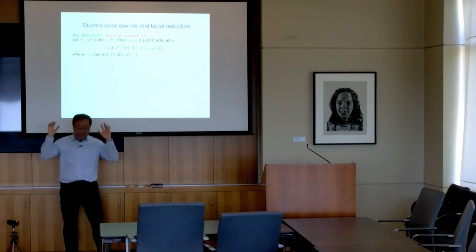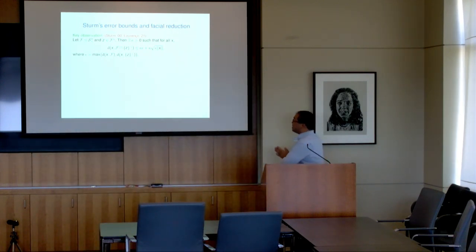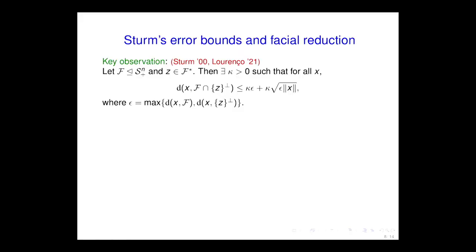Okay, that's the picture that we have in mind in the previous slide. Now, another key ingredient is this so-called key observation. Okay. Now, I'm not sure whether this thing was explicitly stated in Sturm's paper. I never understood Sturm's paper. It's too difficult for me. Sorry about that. Yeah, he's such a genius. I cannot really understand that.